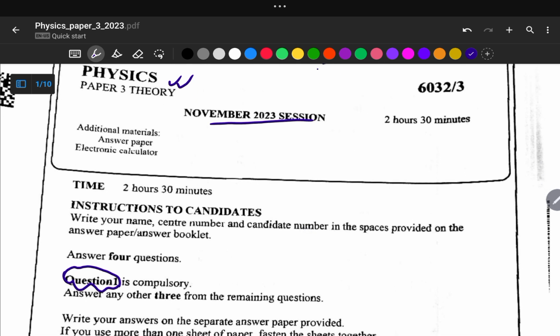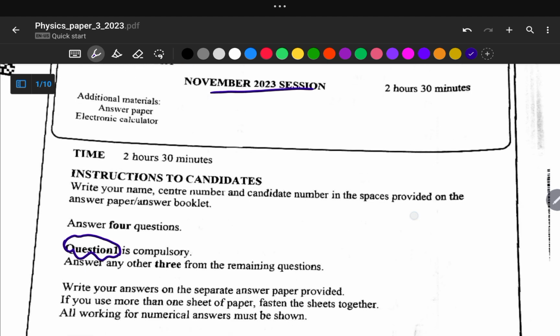So question number 1 is compulsory, and it is for classic mechanics and general physics. And question number 2 is for waves and oscillation. Question number 3 is for electricity and magnetism. Question number 4 is for matter, and question number 5 is for modern physics and telecommunications.